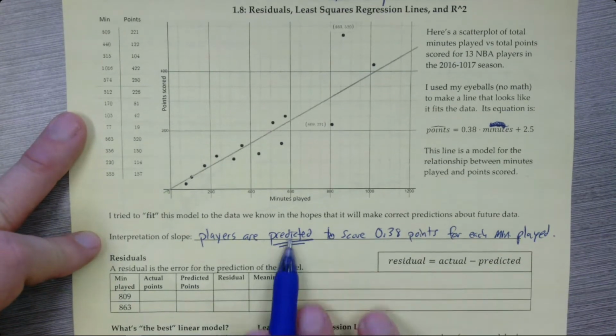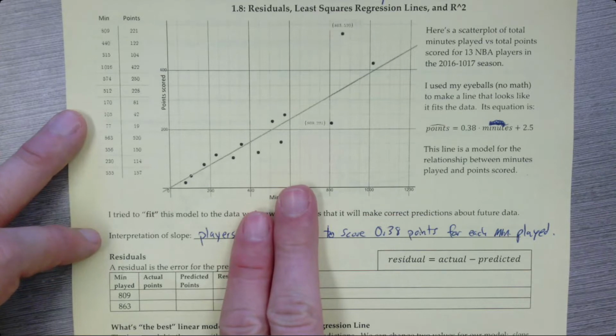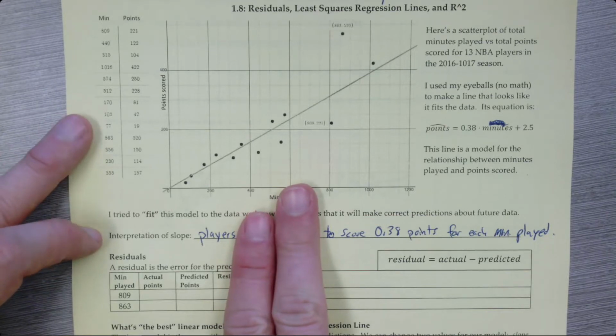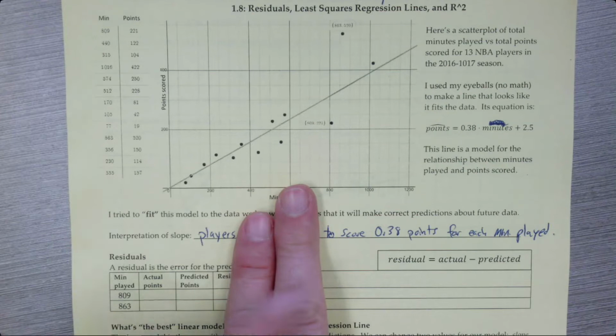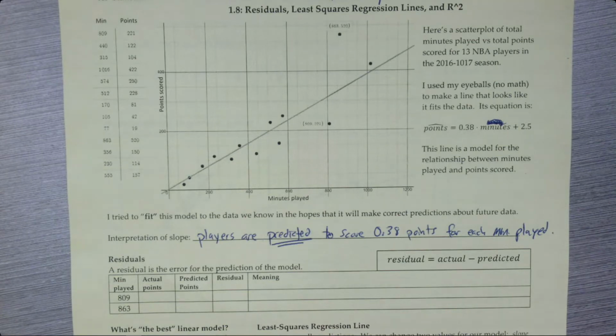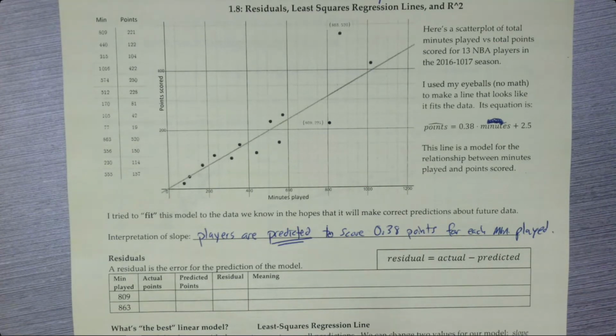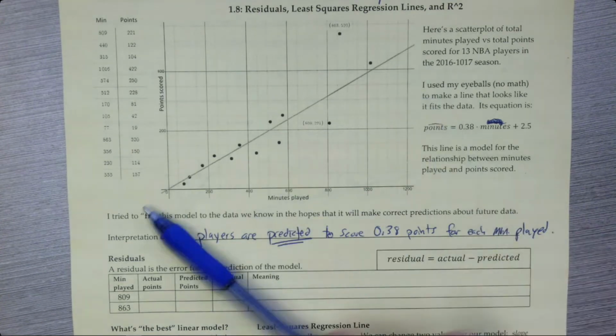The reason why predicted is needed is if we don't have that, you are literally claiming what's going to happen in reality exactly. You are saying that players are definitely going to score this much for each minute played. And that's not what you want to say. It's not what you intend to say. You intend to say that your model predicts how many points are going to get scored on average for each additional minute played. All right, so in a second, we'll think about how could I improve this linear model.